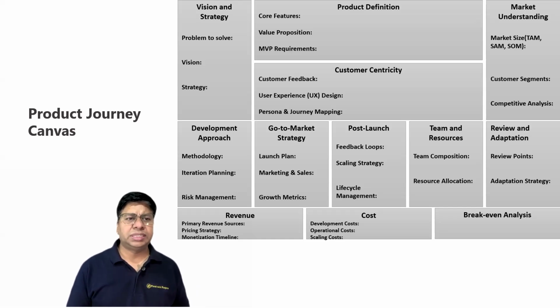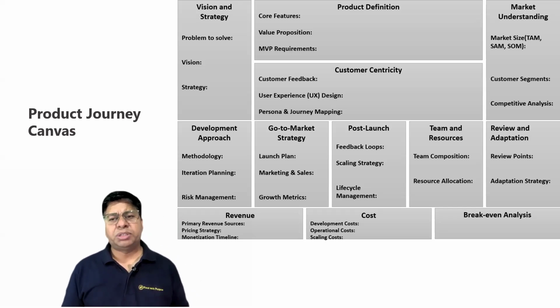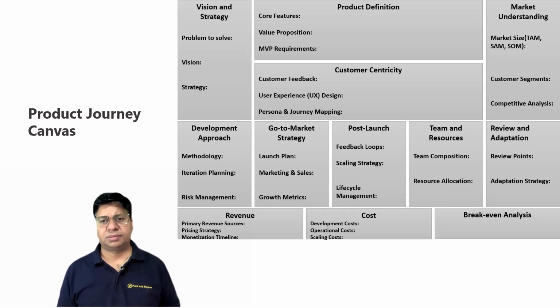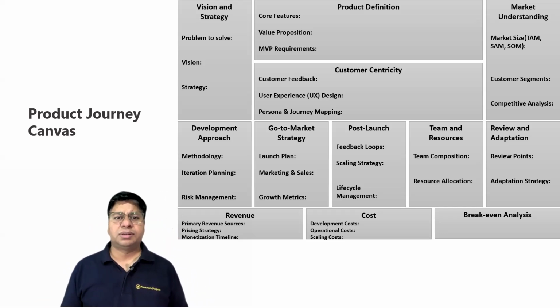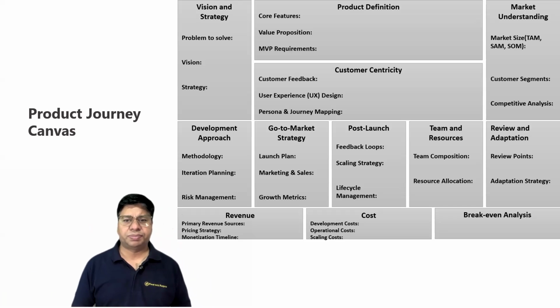row, you'll see three things: revenue, cost, and break-even analysis. What is the primary revenue source? Maybe it's a subscription, licensing, or one-time from the customer. What is the pricing strategy? How will we position ourselves with respect to pricing? Is there competition as well? What is the competitor pricing? Right? All of these parameters we'll discuss. Pricing is a very important topic and we'll discuss it in detail.